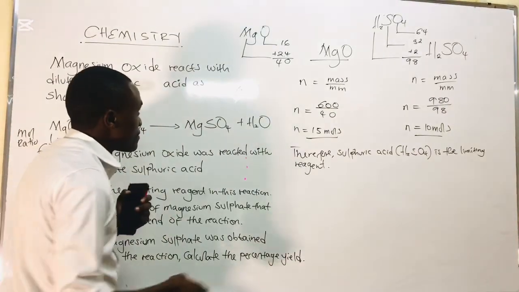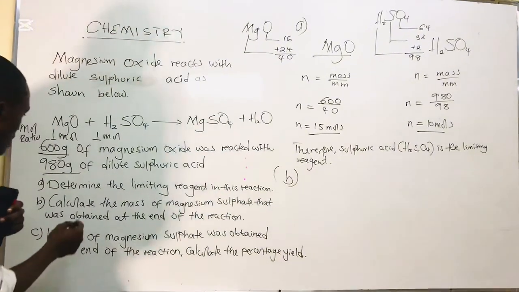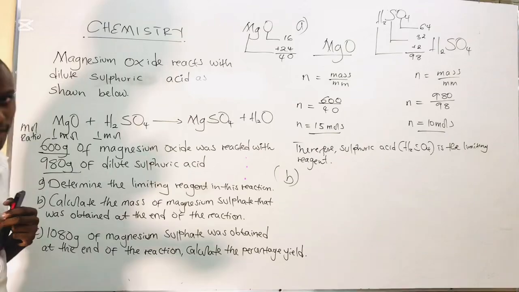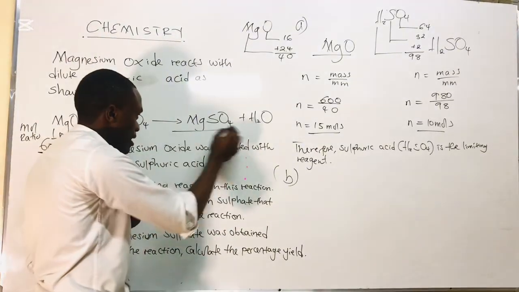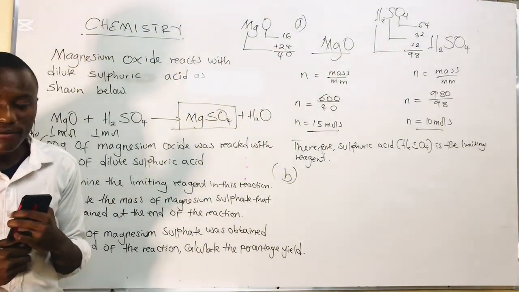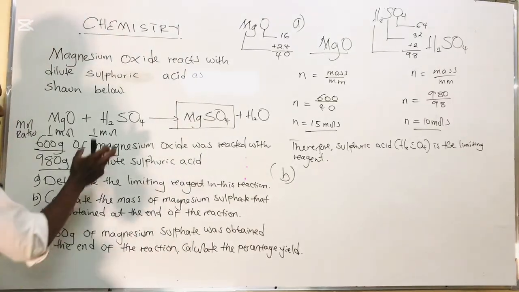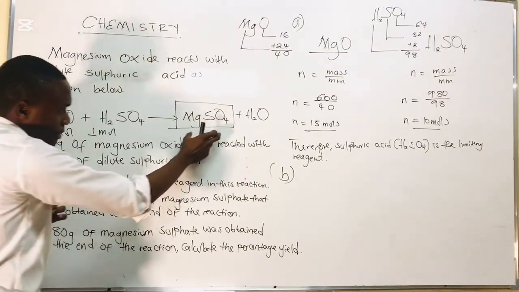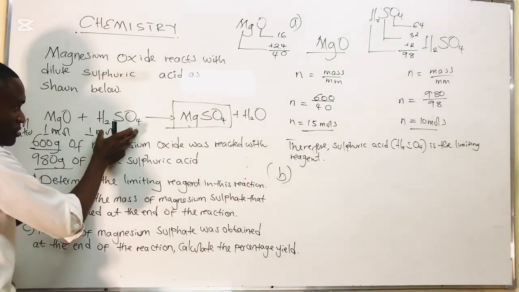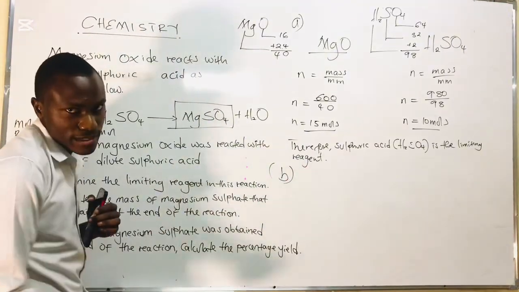Now, question B. This is question A. Question B. Question B says what? Question B says calculate the mass of magnesium sulfate that was obtained at the end of the reaction. Where is magnesium sulfate? It's this guy right here. So what mass of this guy was obtained at the end of the reaction? Now, what you must know is that the limiting reagent determines how much of the product will be formed. So in this case, sulfuric acid will determine how much of magnesium sulfate is going to be formed.